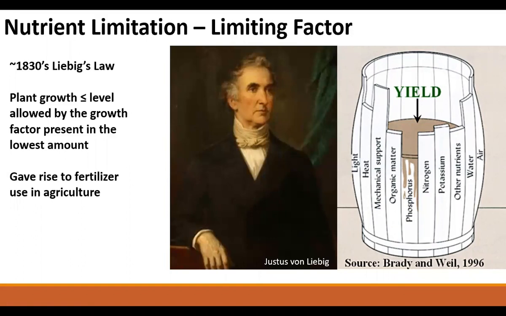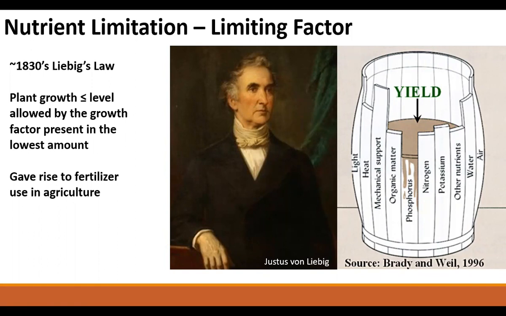Okay, so this idea of nutrient limitation, or a growth limiting factor, something that limits growth, is not a new thing. In fact, it came out in the 1830s. It's formally known as Liebig's Law. And what it says is just that plant growth can never be more than the level allowed by the growth factor present in the lowest supply.